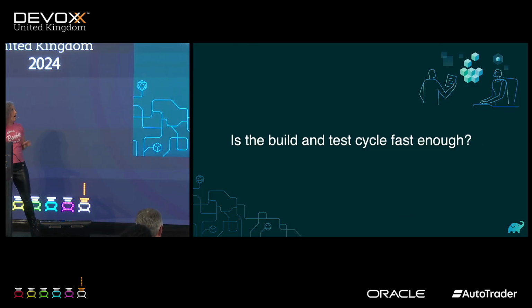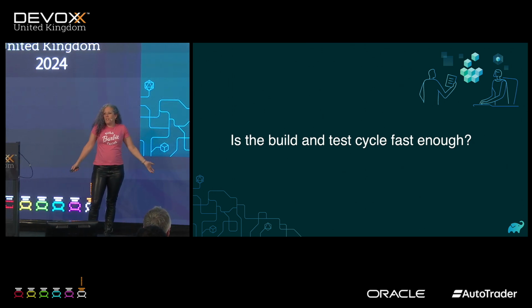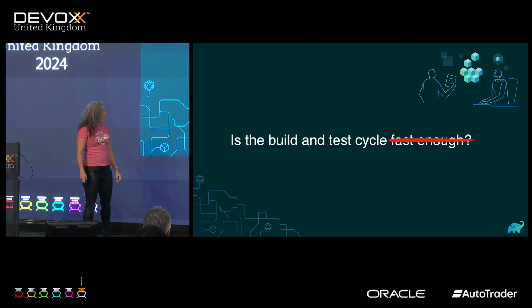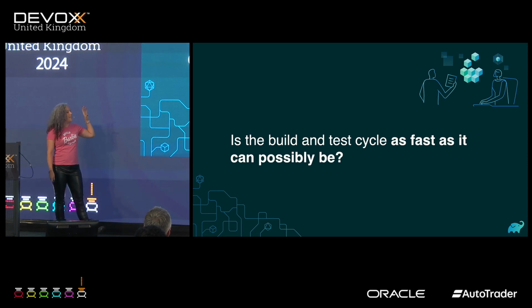So I've been asked this question before. Is the build and test cycle fast enough? And the answer to that question is, well, it's fine, right? What can you do? But it's not really the right question. The question we should be asking ourselves is, is the build and test cycle as fast as it can possibly be?